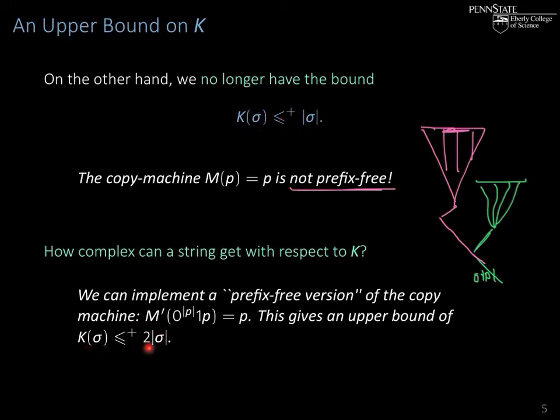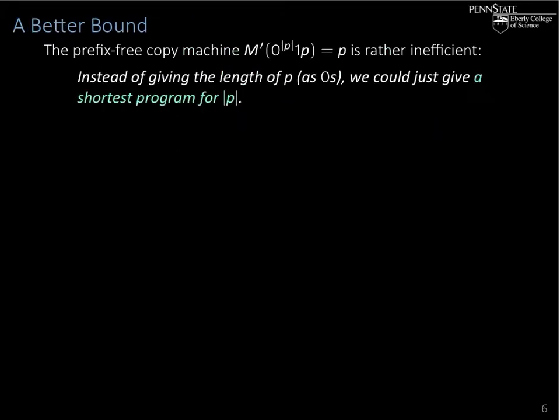Well, it seems there's quite a discrepancy between the two bounds: the one that we had for plain complexity, which does not hold for prefix-free complexity, and our prefix-free copy machine bound for prefix-free complexity, which is 2 times the length. So maybe we can do a little bit better. And we can indeed do better. It turns out that this prefix-free copy machine coding is rather inefficient. We just need to make this copy machine prefix-free, but we can use any kind of prefix-free coding.